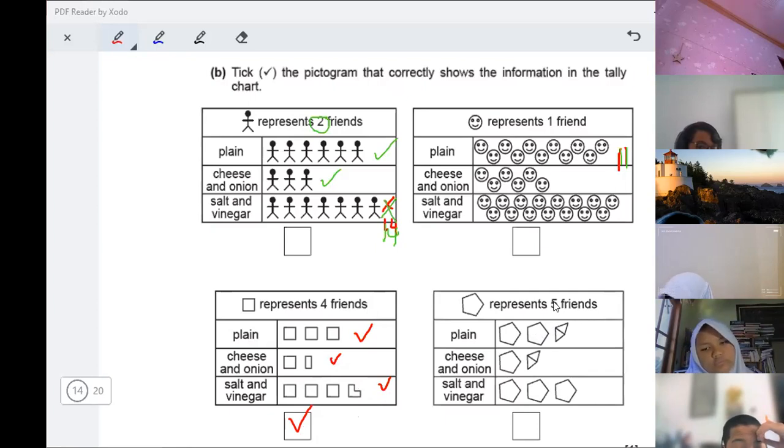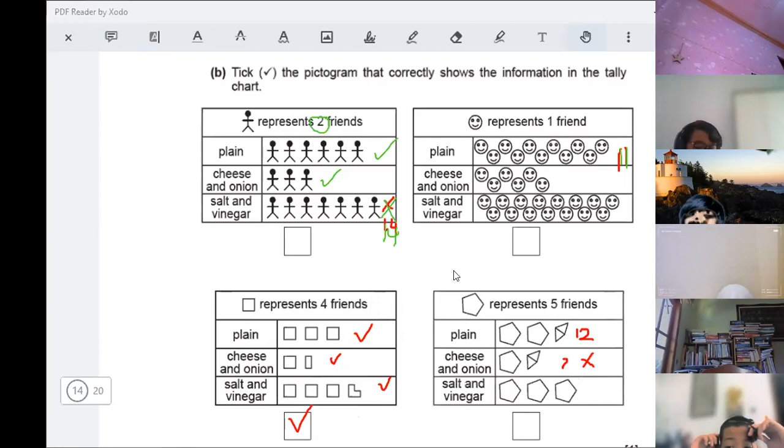If this represents 5 friends, 5, 1, 2, 3, 4, 5. Okay, this one okay, yeah. 12. This one 7. So it's not this one. Okay, yeah. So the answer is B1. This one.